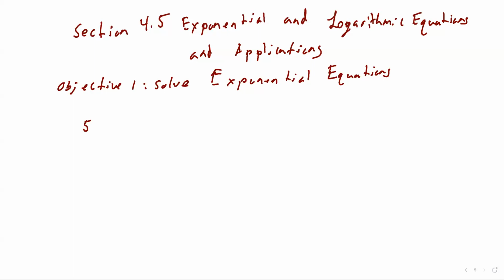Okay. 5 raised to the 2z plus 2 equals 625. I said z. That's fine. Put a rubber duck. It doesn't matter what the variable is. You're solving for the rubber duck.